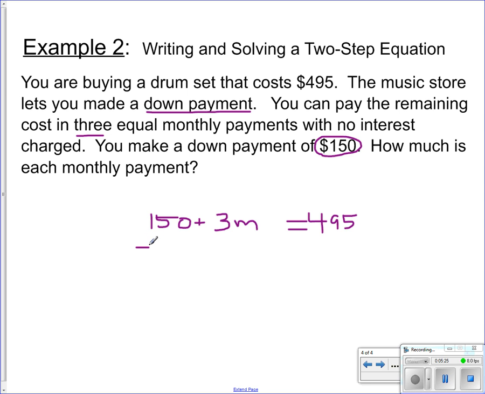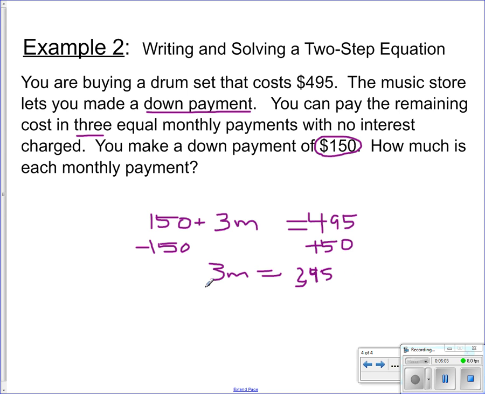So now I'm going to solve it by subtracting 150 from this side, 150 from this side. That's going to give me 3M equals 495 minus 150. Sorry, that's bad math. 3M is going to equal 345.